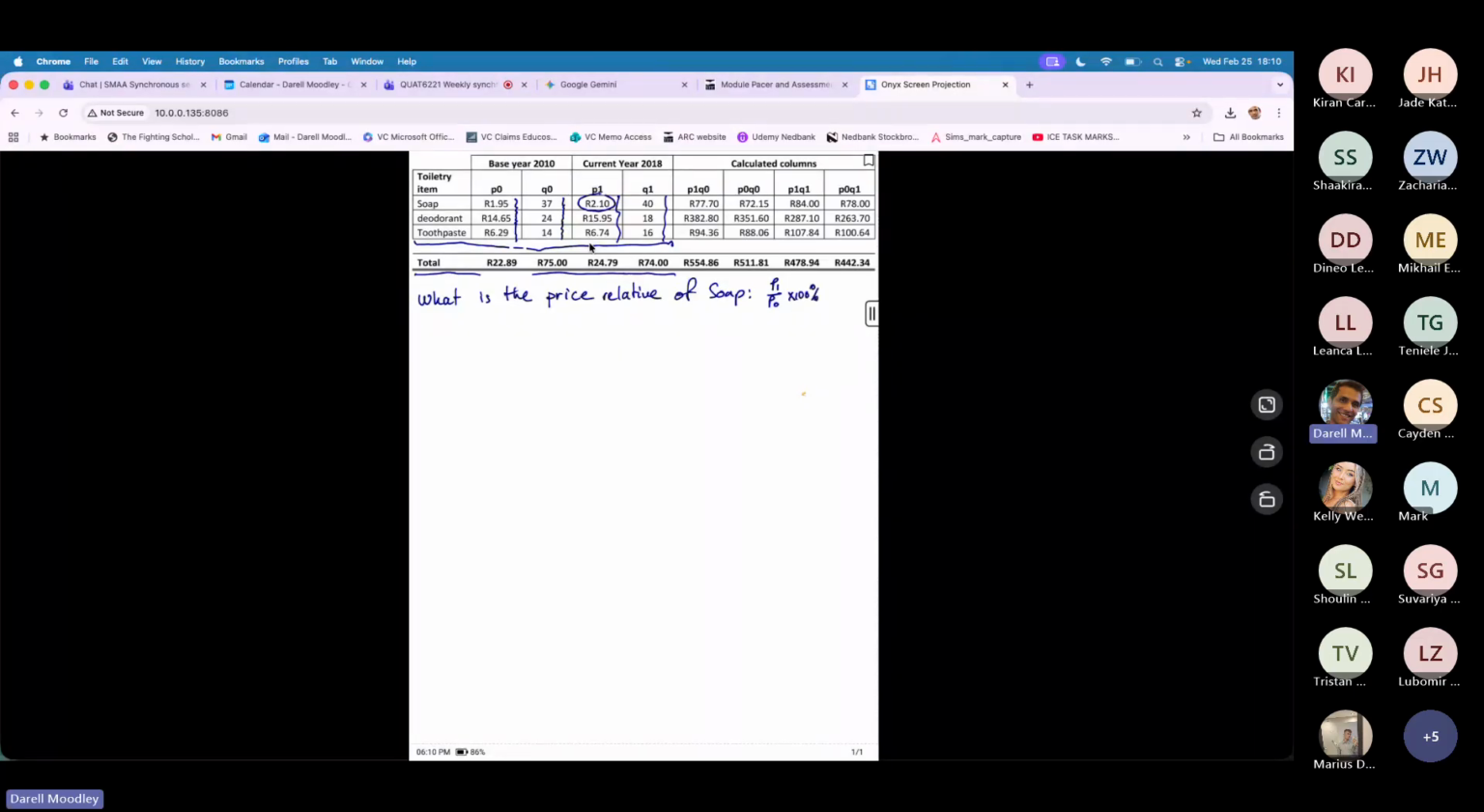So in our example, the price of soap in the current year, the P1 in the numerator, is 2 Rand 10 cents. And in the denominator, the P0 is 1 Rand 95. And we multiply that by 100%. All right, and we do that, you get a value of 107.69%.